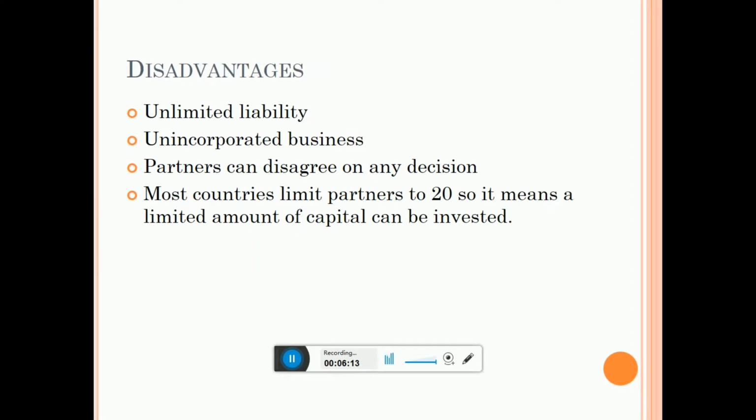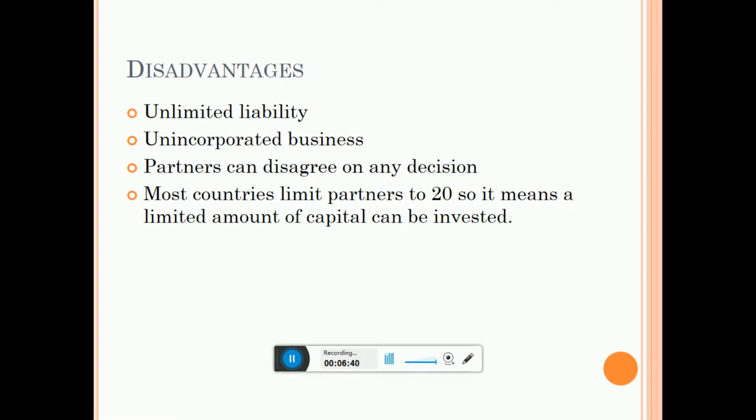The disadvantages are unlimited liability, the same as the sole trader, as I explained earlier: the liability is not limited to the amount invested. The partners will have to pay the suppliers from their pocket if the supplier is not able to recover the amount by selling the business. The second is unincorporated businesses, as I explained earlier, that the law is thinking that the business and the partners are the same thing, so there is no differentiation between the two.